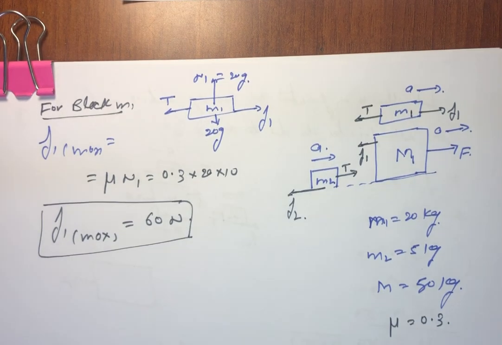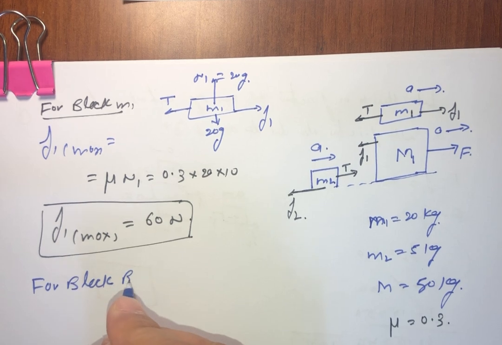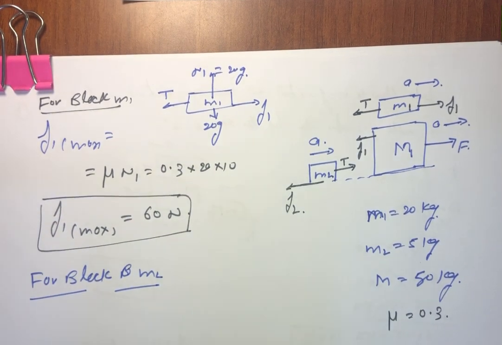Next, let us draw for block M2. For block M2, this is our M2, its mass is 5, so we are going to have 5g.